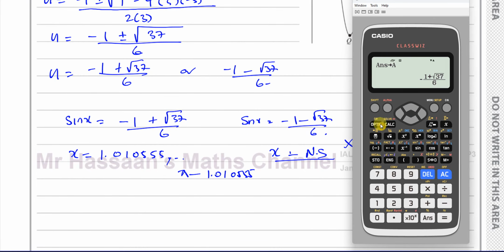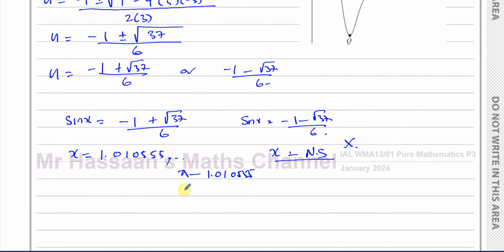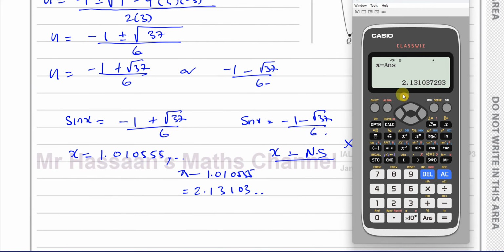Where was it? Let's recall it, one second. We're going to recall that answer. Okay, that was the answer we got. And we're going to do pi minus the answer. So pi minus the answer gives you 2.13103. Okay, so those are the two answers.